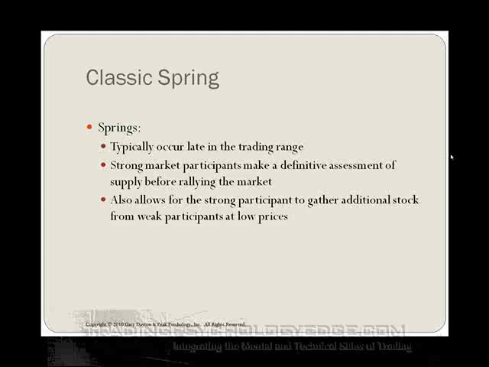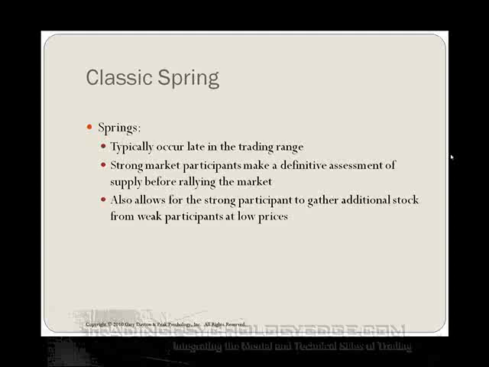Now the reason for that is because they didn't want to be buying at higher prices any supply that existed. So they would dip the market down lower and look for supply to come out in the market. If there was supply, then they would have to deal with it at that point. Better to deal with it at lower prices and acquire that supply than have to buy into it as the market's rallying. So the stronger operators in the market would be assessing supply before rallying the market, and that was the main purpose for the spring.